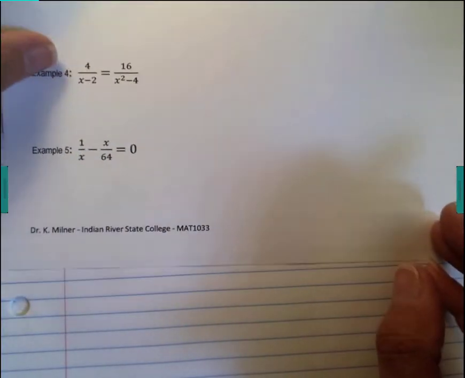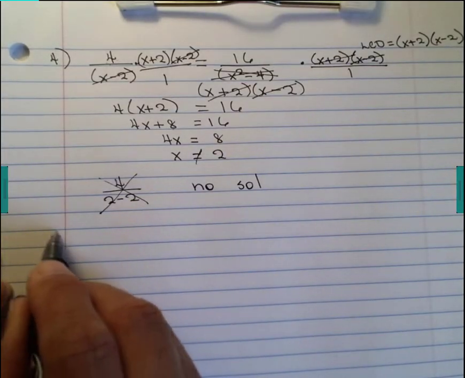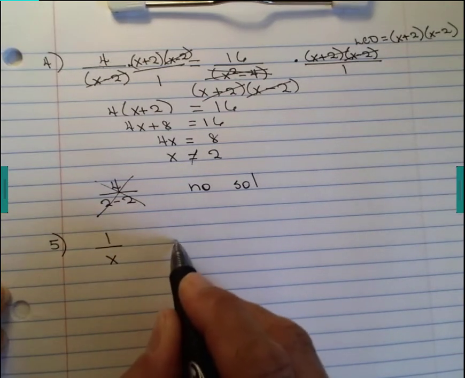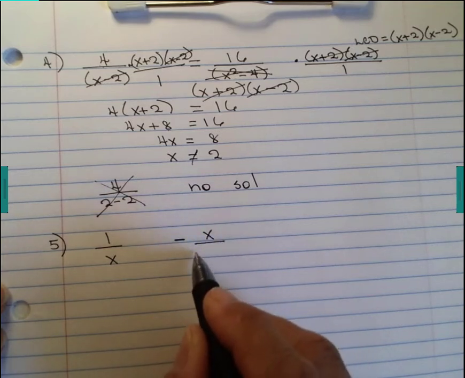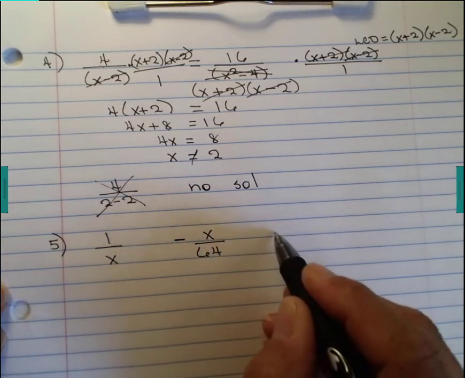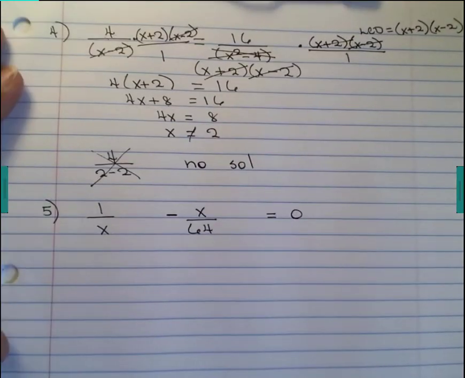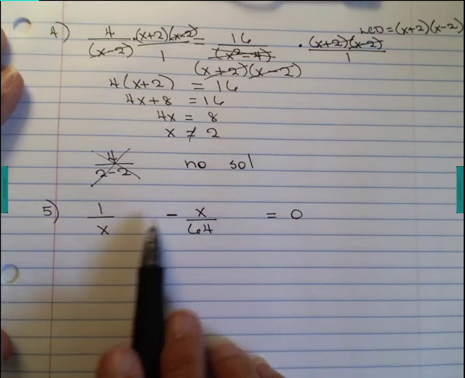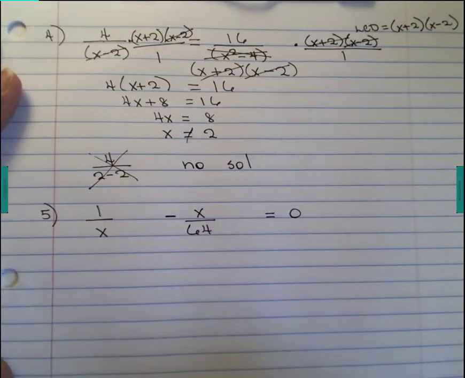All right, let's look at number 5. Two fractions, this time equal to 0. We're going to treat them just exactly the same way that we've been doing. We'll do the same things, though. We're going to say 1 over x, give us some space to work, over, minus x over 64, and that's going to be equal to 0. I have 3 terms. I want you to note there are 3 terms in this equation. 1, 2, 3. The equal and the minus sign or a plus sign separates the terms in an equation, okay?